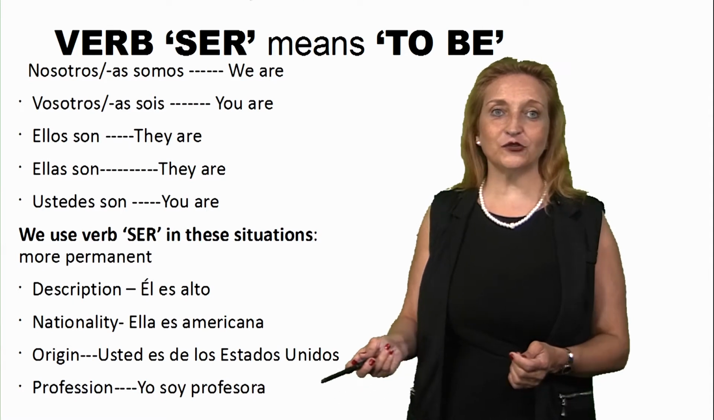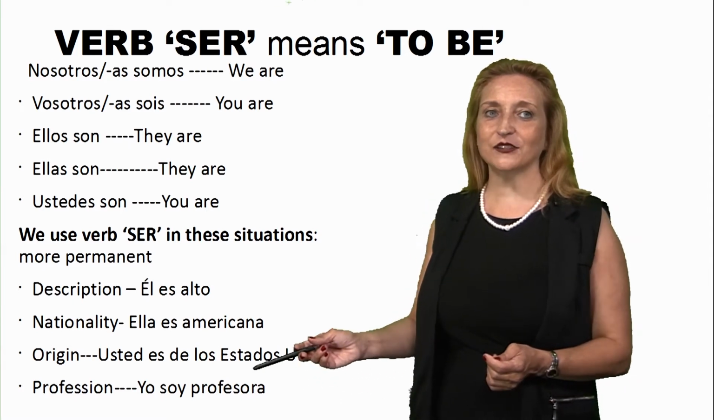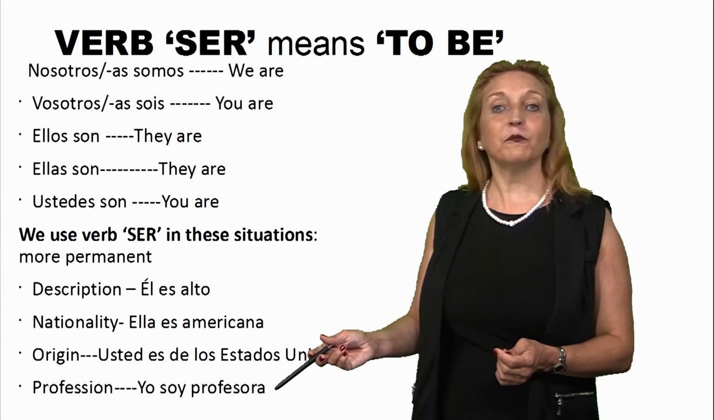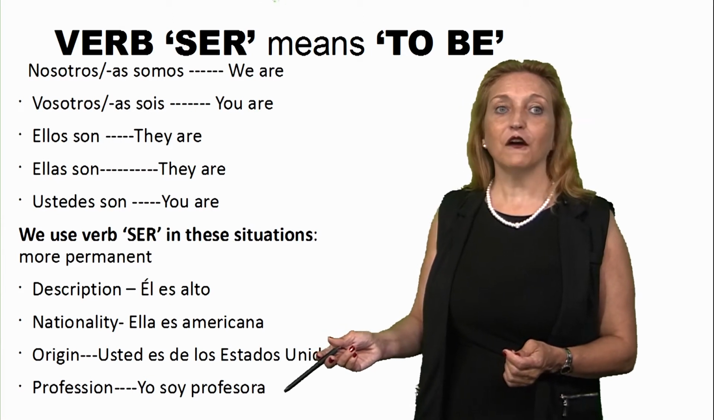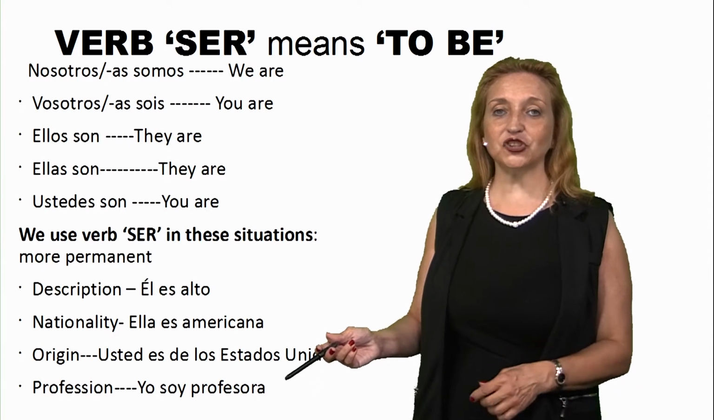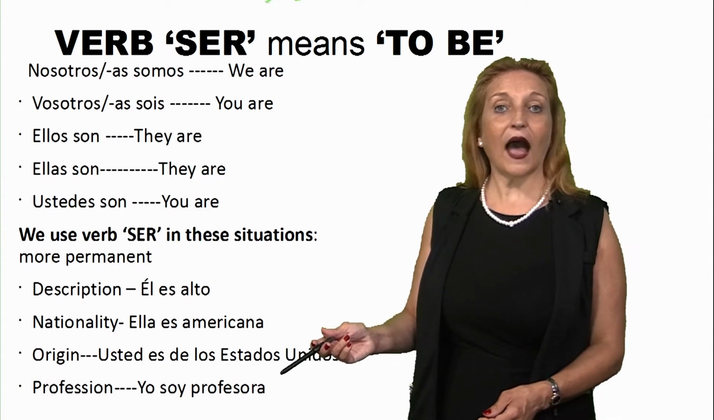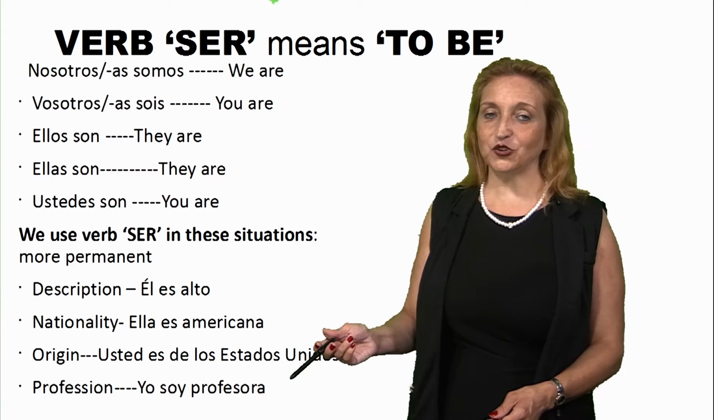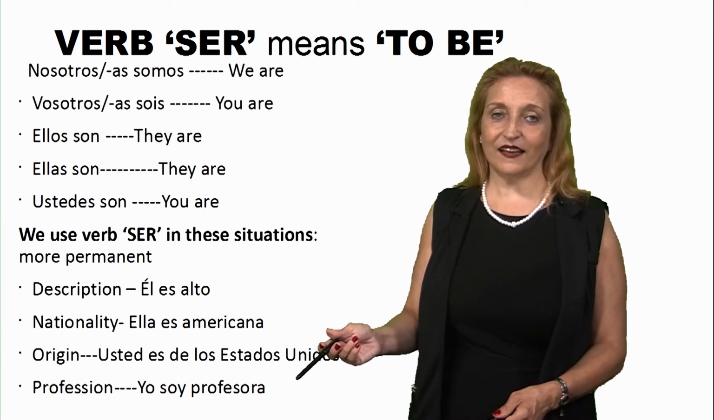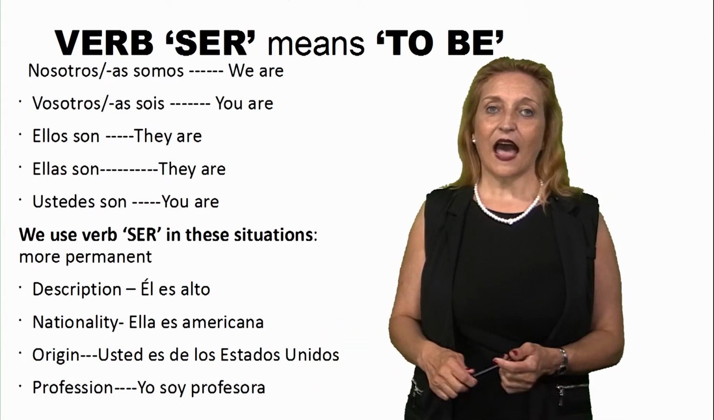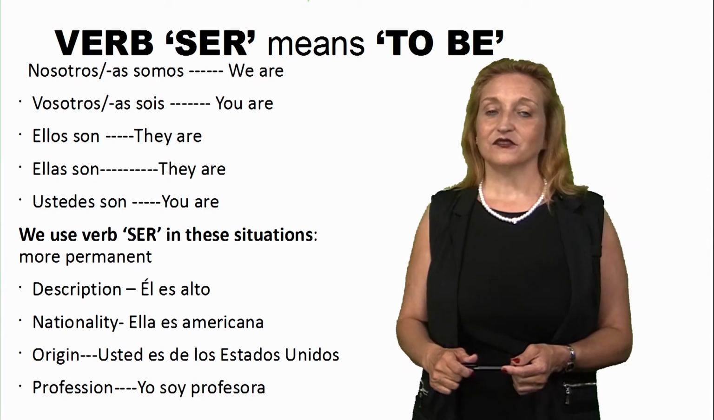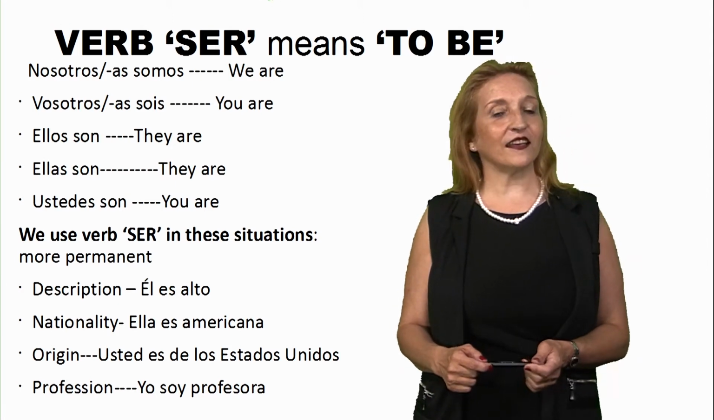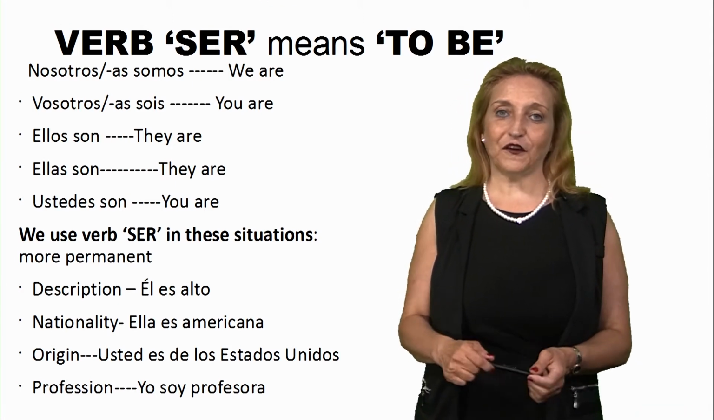And another use, there are more, but these are the most important. For profession, for example, yo soy profesora. Yo soy profesora. I am a teacher. You use verbo ser in present tense in this case. I repeat these uses: description, nationality, origin, and profession.